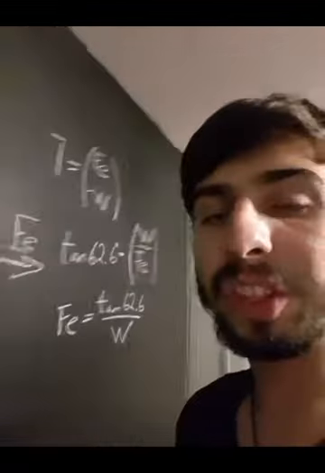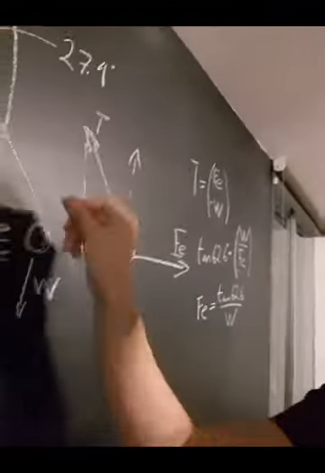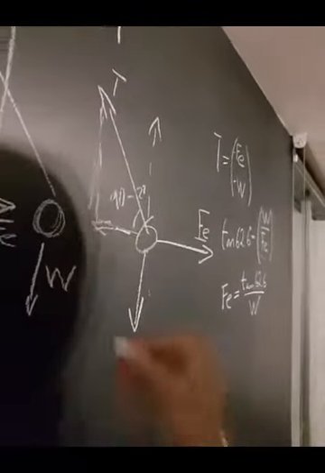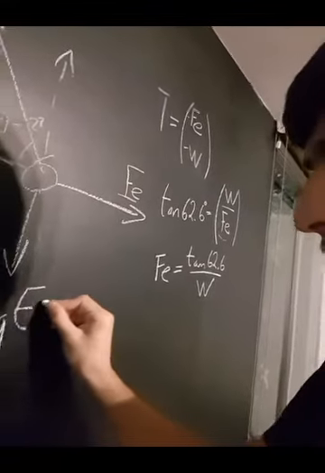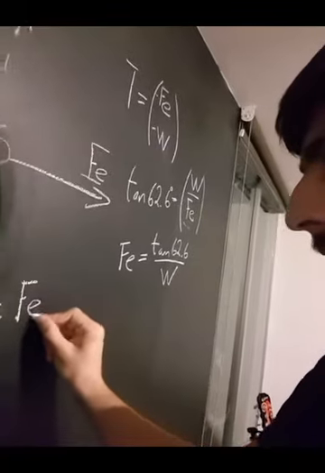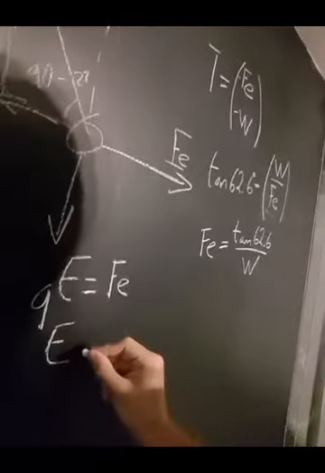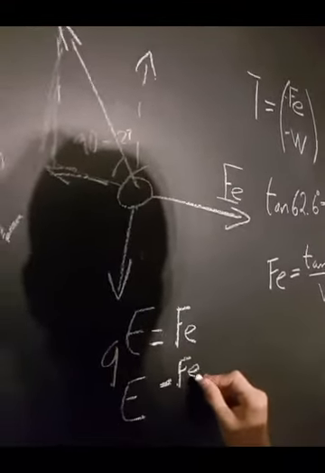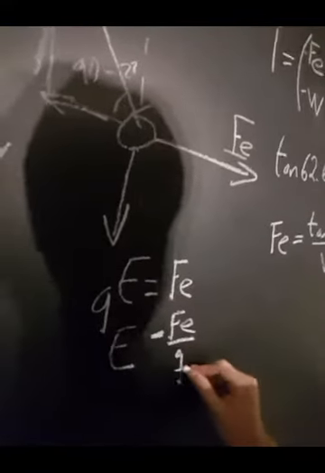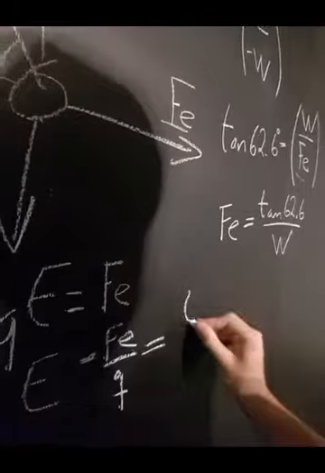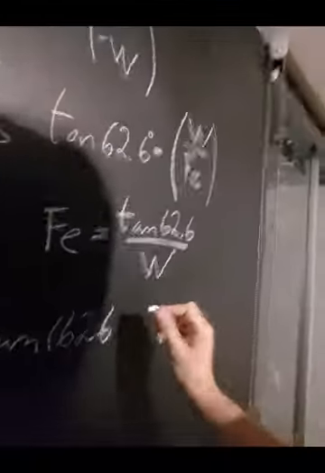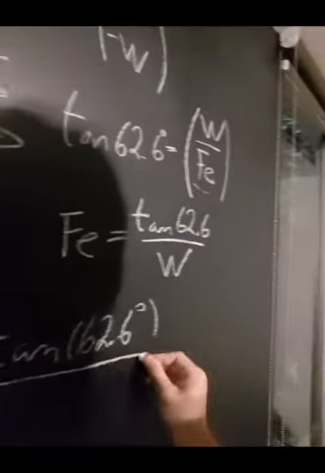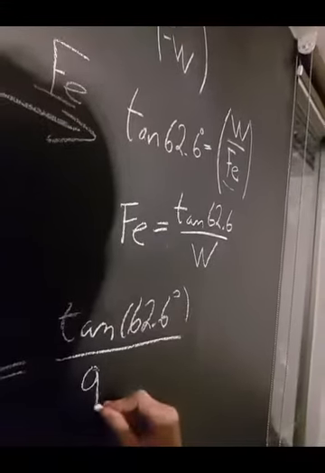Now, we also know that the charge of a particle in an electric field multiplied by that electric field will give us the force. So we also know that Q times E equals Fe. Thus, E, the electric field generated by the whole surface, equals Fe over Q, which equals the tangent of 62.6 degrees divided by QW.